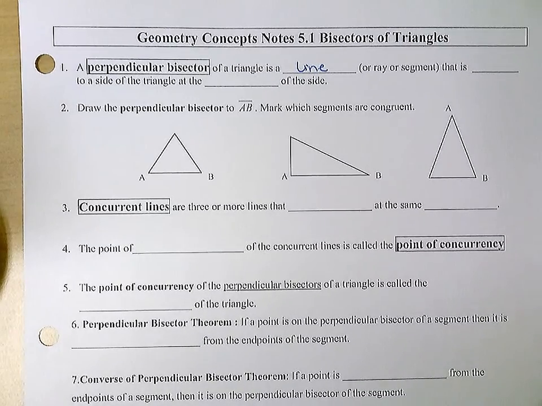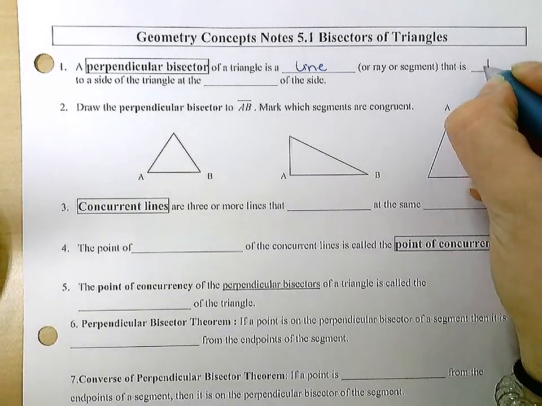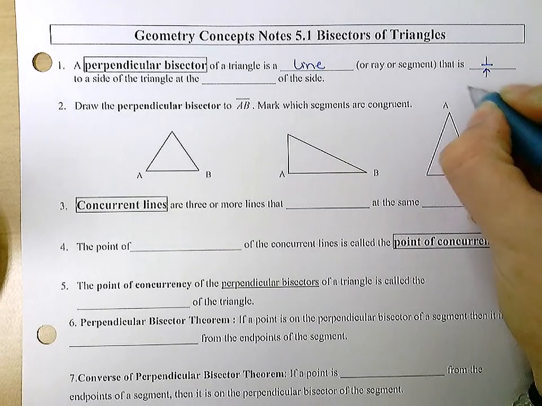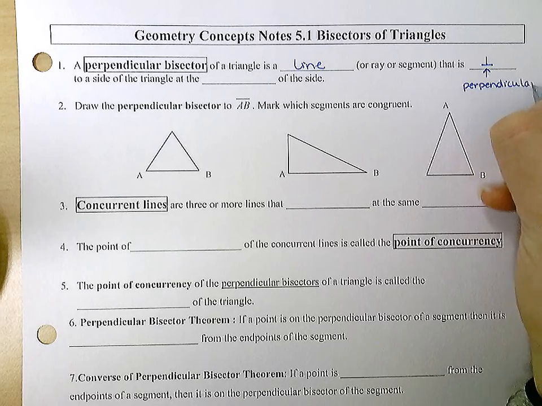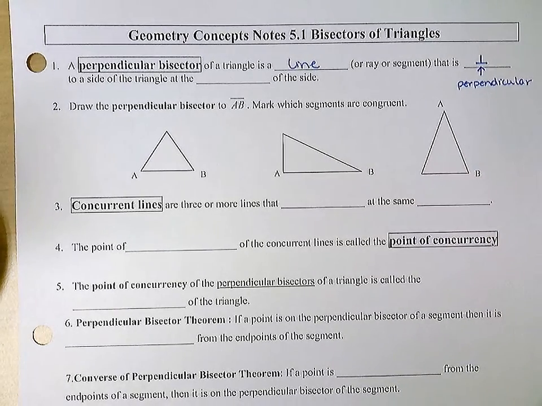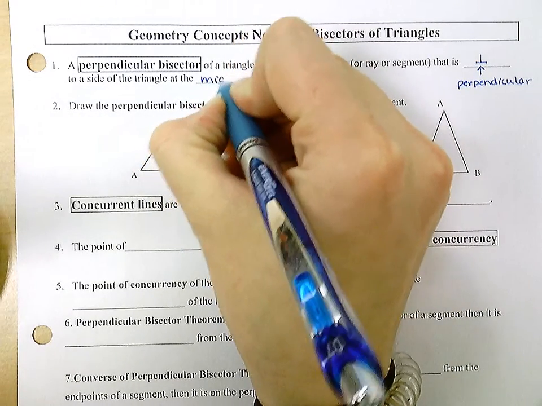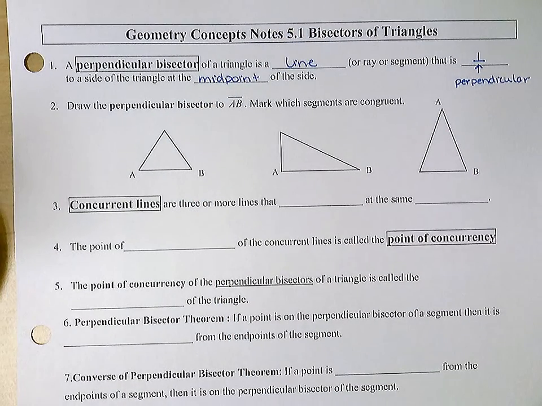So a perpendicular bisector of a triangle is a line or ray or a segment that is perpendicular, and that's what this symbol means. Perpendicular. It is perpendicular to a side of the triangle at the midpoint of that side. So at the middle, that middle point, that's where that perpendicular line goes through.